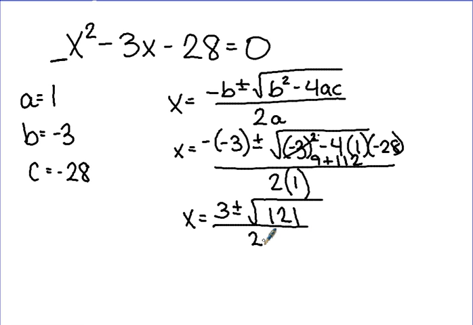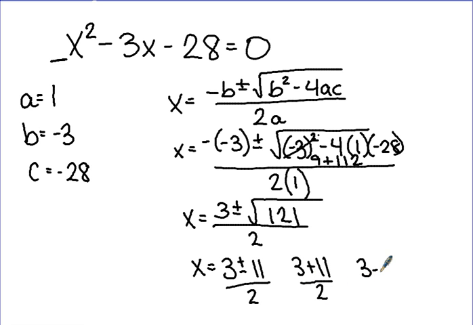Now, in this case, the square root of 121 simplifies. So I'm going to simplify this to be x equals 3 plus or minus, well, the square root of 121 is 11 over 2. I can complete this even further by doing one equation plus and one equation minus. So this is really going to be 3 plus 11 over 2 and 3 minus 11 over 2. And those are going to be our two solutions.